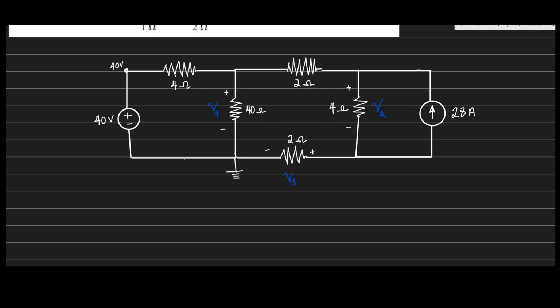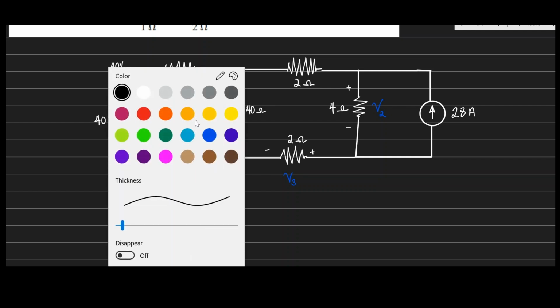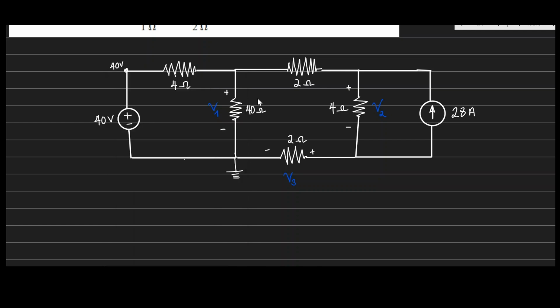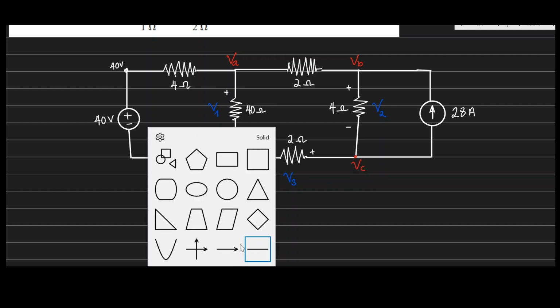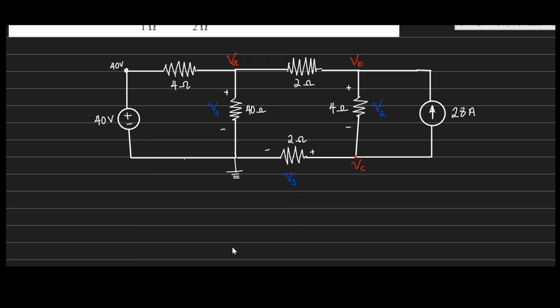Okay, now let us label the other points. So the other points, this one I'll call VA, right? I'll call this VB, and I'll call this VC, that node there. Once you label the nodes, what is the next thing? What did we talk about last time? The next thing we need to do is what?